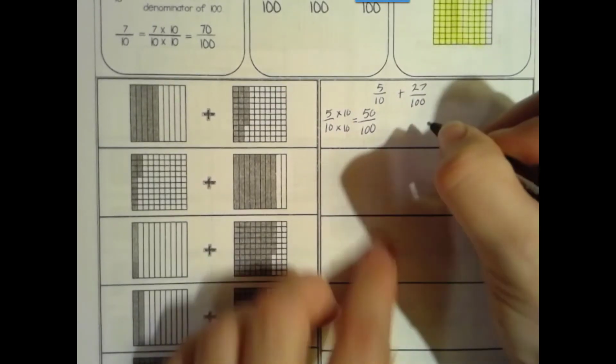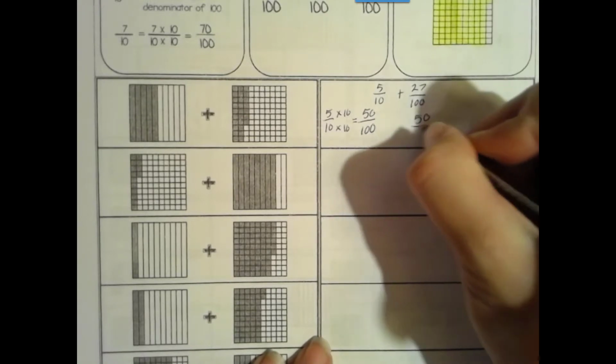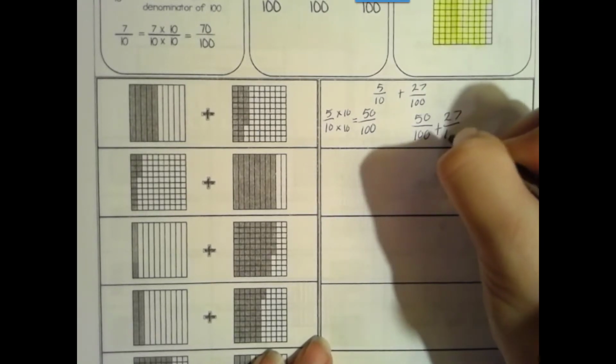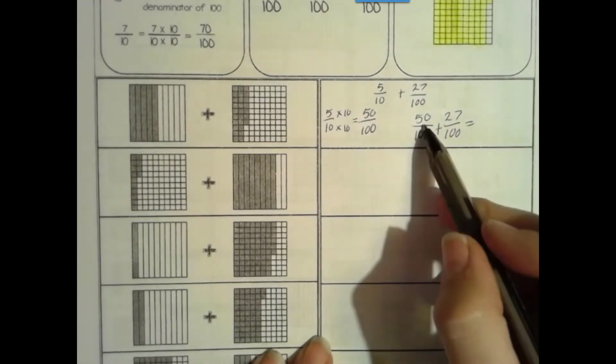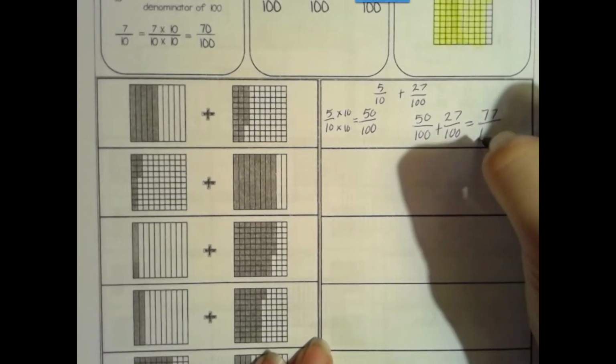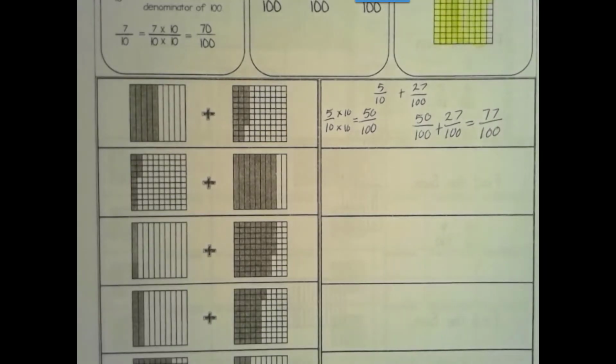So now that they are equivalent, 50 hundredths plus 27 hundredths, 50 plus 27 is 77 hundredths.